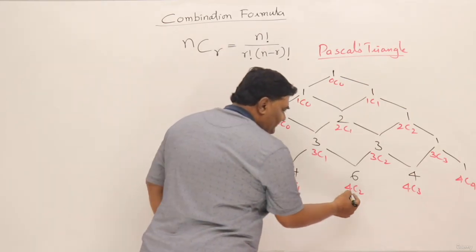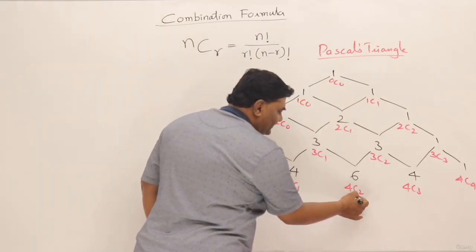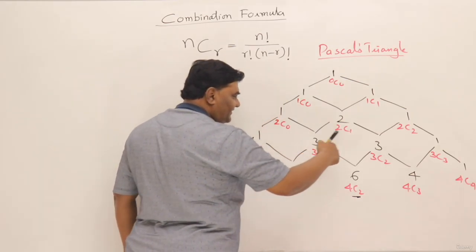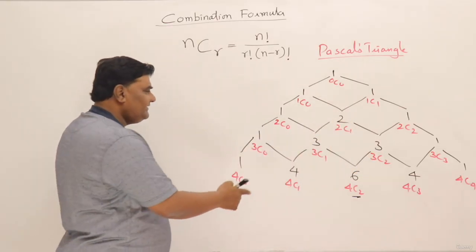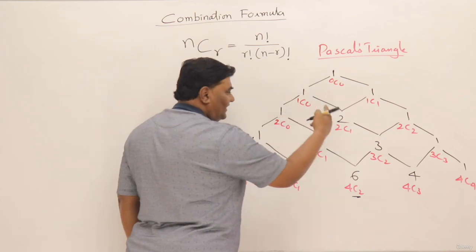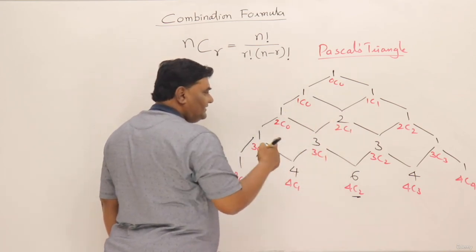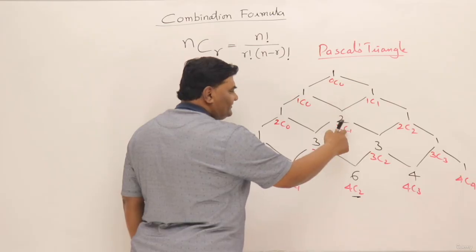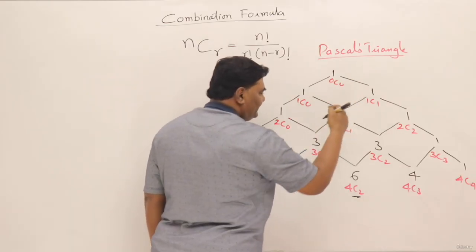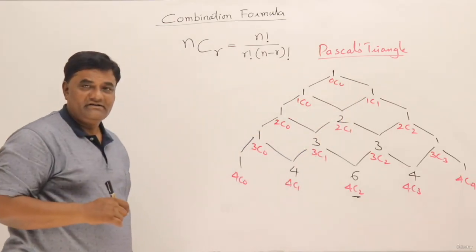See, any value, for example 4C2, is obtained by adding 3C1 and 3C2. And how is that 3C1 obtained? By adding 2C0 and 2C1. And how that 2C0 is obtained is a direct answer. 2C1 is obtained by adding 1C0 and 1C1. So it is recursive.